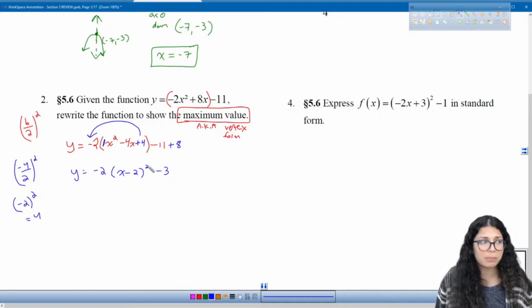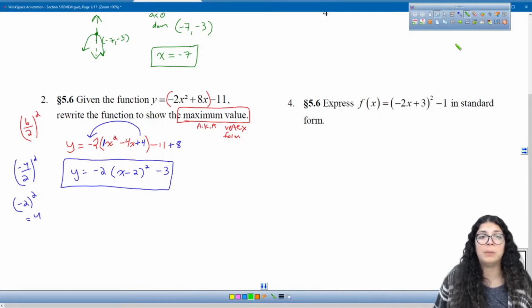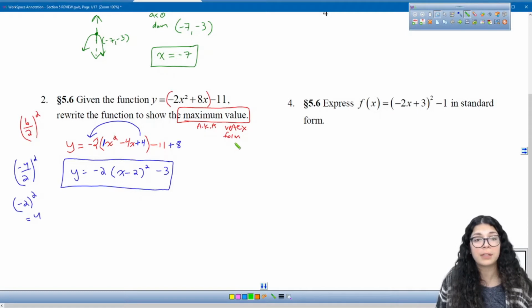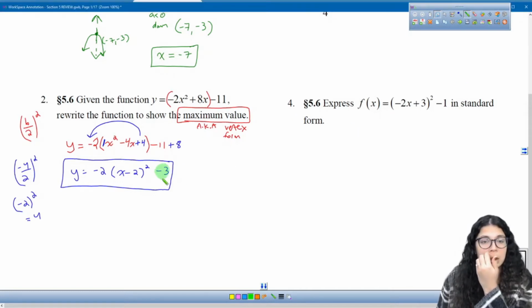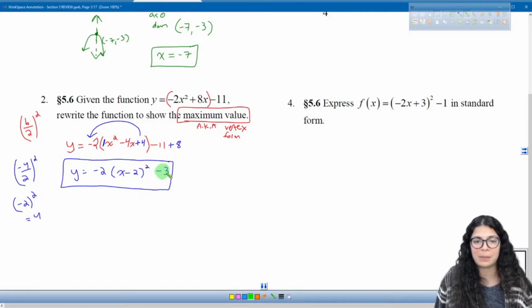So that would be the vertex form, which shows the maximum value. The maximum value would be the y value of the vertex, so it would be -3. Okay, so there it is. This shows the maximum value. Rewrite the function, here it is, so that it shows the maximum value.